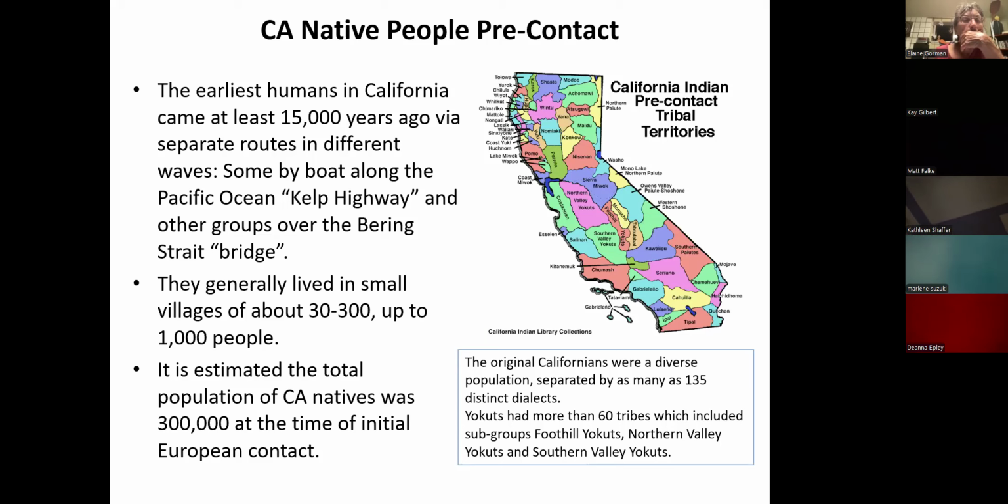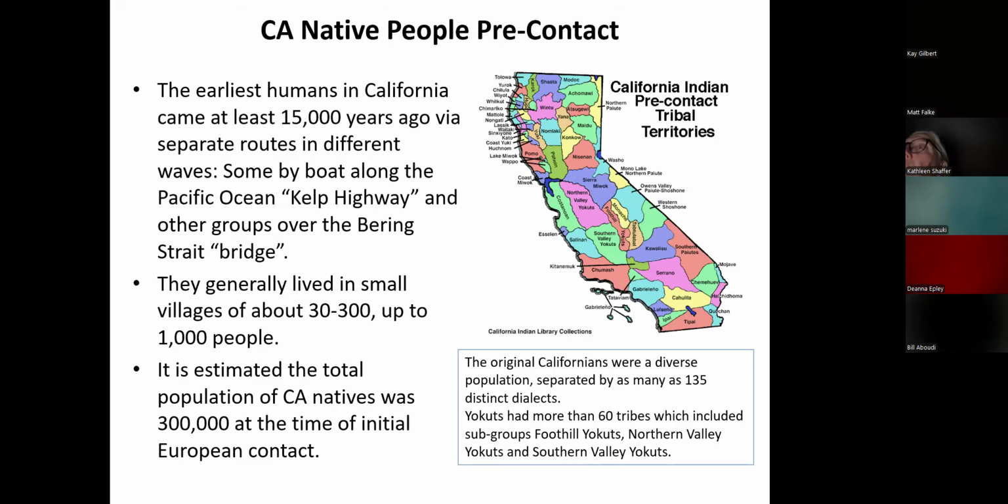And as you can see from this diagram, we have a wide variety of groups, tribes, very diverse, with a lot of commonalities between many of them. Central Valley groups would definitely have more in common than those that lived on the coast. The Yokuts had more than 60 groups. This included what we call today the Foothill Yokuts, Northern Valley Yokuts, and Southern Valley Yokuts. But there were small villages and different dialects up and down the valley.